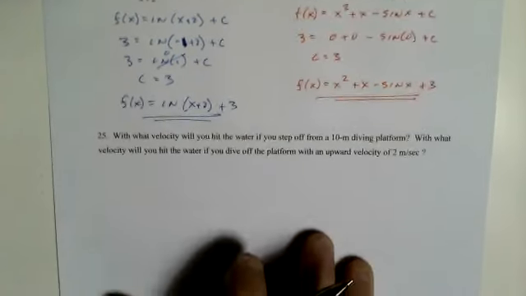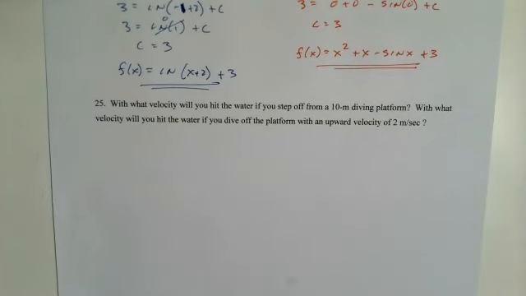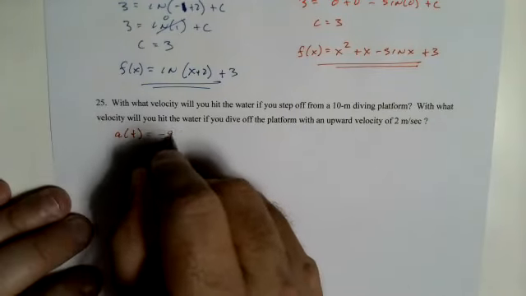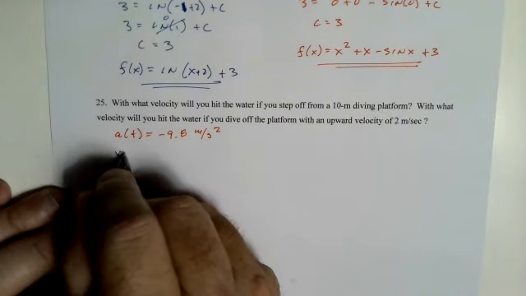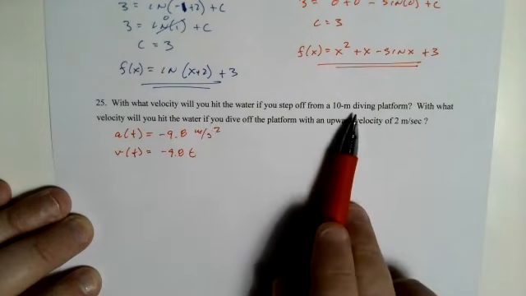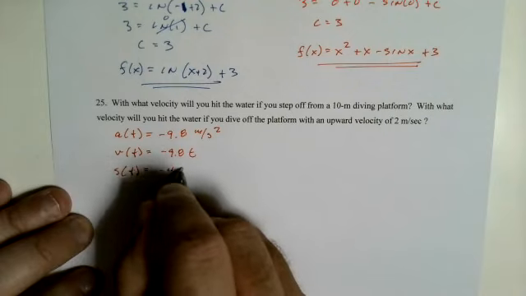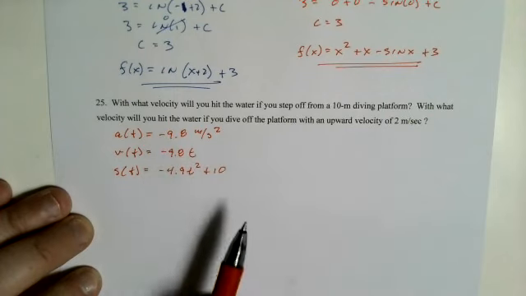Fall math. With what velocity do you hit the water if you step off a 10-meter diving platform? What if you jump up with 2 meters per second? So a of t equals negative 9.8 meters per second squared. I'm going to throw out my units in a second here. V of t equals negative 9.8 t plus my initial velocity. When I jump off, I don't have an initial velocity. S of t equals negative 4.9 t squared plus 10, because I'm 10 meters up.